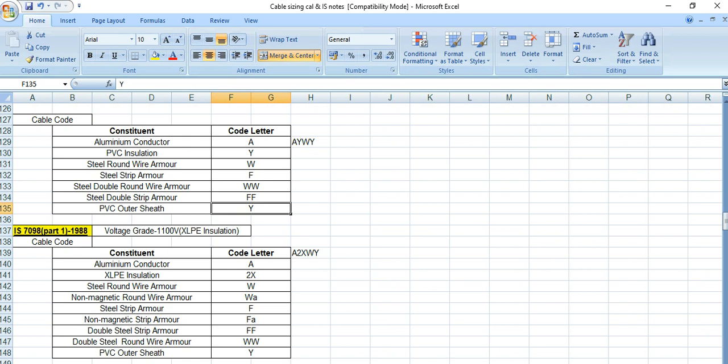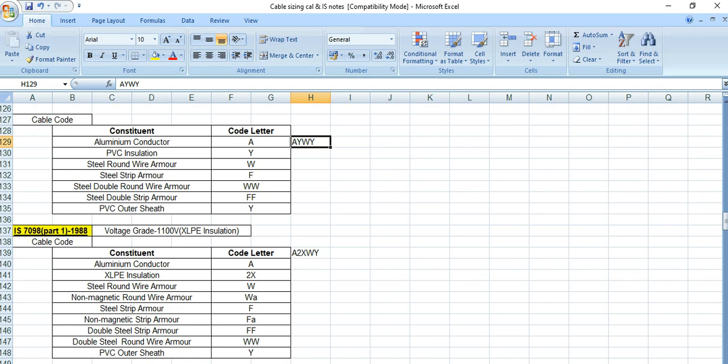So if the code is AYWY, that means the cable is constructed of aluminum conductor, then Y for PVC insulation, then W for steel round wire armor, and the last Y is for PVC outer sheath. So this is the cable construction.